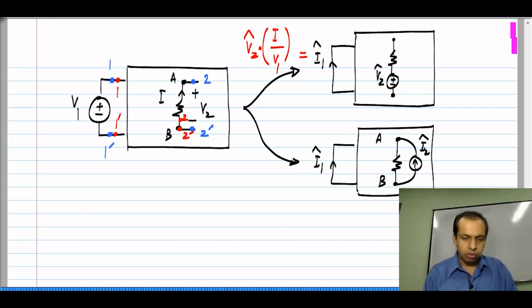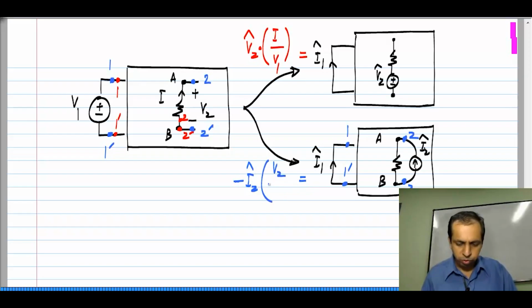Okay. So, now if you do that, we can see that basically this V2 by V1 is nothing but G21. Okay. This port 2 is open circuited here, nothing else is connected there. Okay. And now this is port 1 which is short circuited, and this is port 2 to which this current I2 hat is applied. Okay. So, again using reciprocity in terms of G parameters, I can find out I1 hat, and I1 hat would be equal to the negative of I2 hat times V2 by V1.